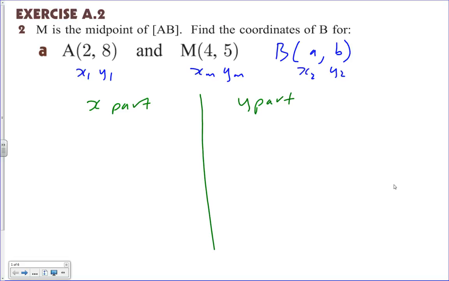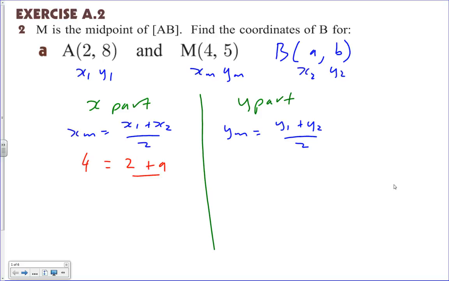So for our formulas, we're going to have x midpoint equals (x1 plus x2) over 2. And we're going to have y midpoint equal to (y1 plus y2) over 2. Substituting in, we're going to have 4 equals (2 plus a) over 2. Opposite of dividing by 2, we times it by 2, so we're going to have 8 equals 2 plus a. So a equals, opposite of adding 2 is taking 2, 8 take 2 is going to be 6.